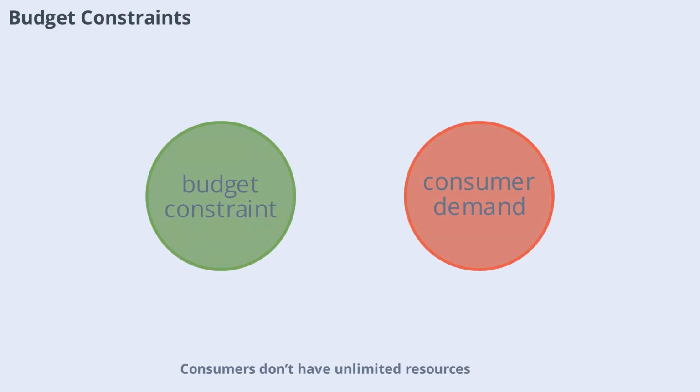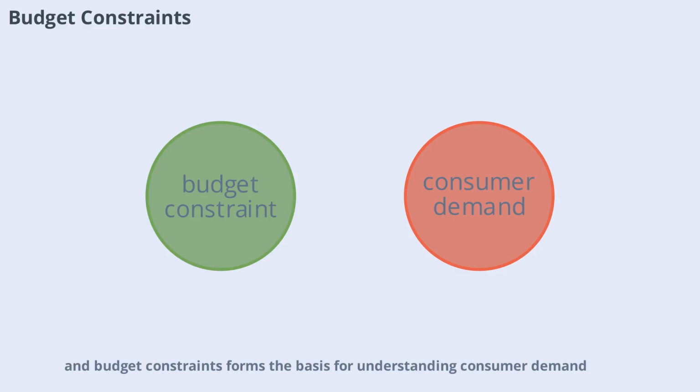Consumers don't have unlimited resources. Budget constraints represent the limits imposed by income and prices on what a consumer can afford. When making choices, people aim to maximize their utility within these constraints. The interplay between preferences, utility, and budget constraints forms the basis for understanding consumer demand. Graphically, budget lines show all the combinations of goods a consumer can buy with their income, given current prices.